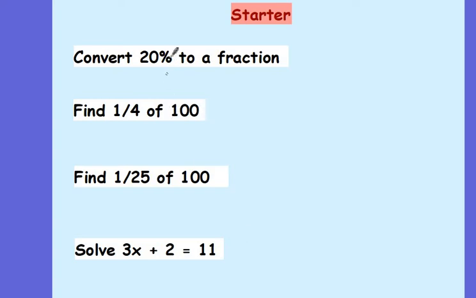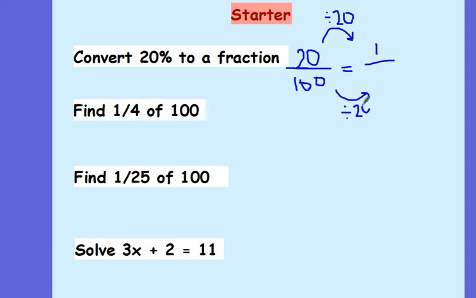Right, let's go through the answers. So percent means out of 100. So 20% just means 20 out of 100 as a fraction. I can simplify that by dividing top and bottom by 20, which will give me 1 out of 5.